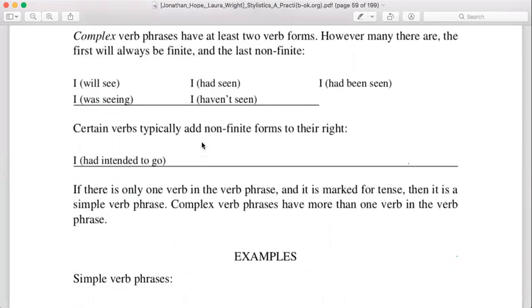Finite and non-finite, we are done. So here we go. "I had intended to go." Okay, so this is the non-finite one, right? And this is the finite one. Why is this "had" finite? What are the characteristics of finite that this can be the finite one? Why can we say that?